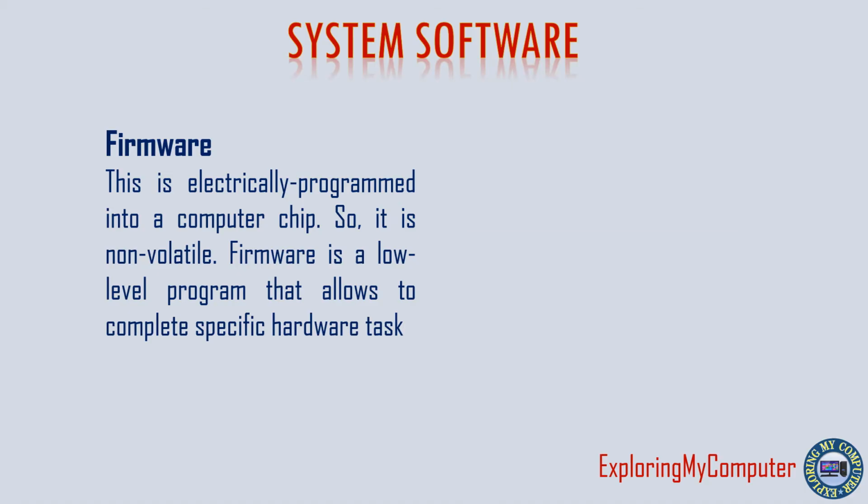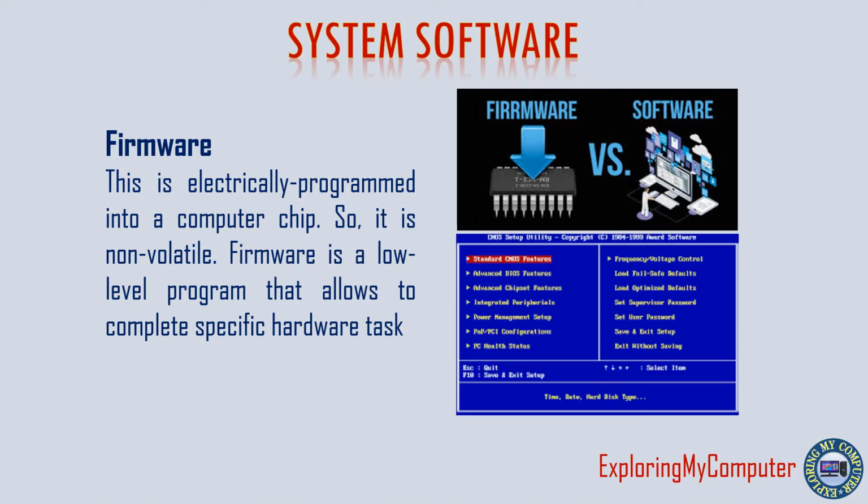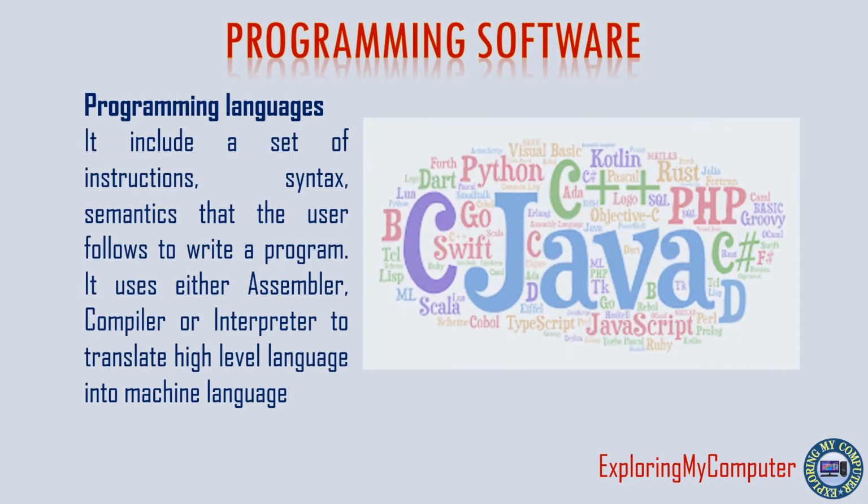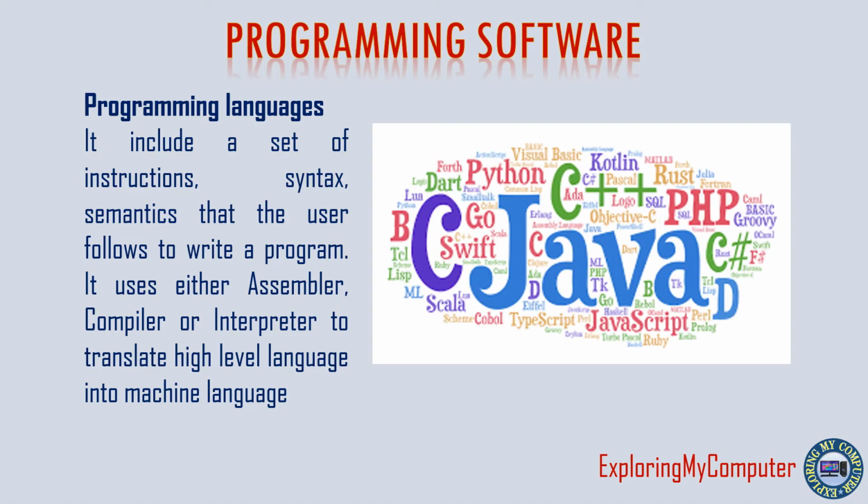Firmware. This is electrically programmed into a computer chip. So, it is non-volatile. Firmware is a low-level program that allows to complete specific hardware tasks. Programming languages. It includes a set of instructions, syntax, semantics that the user follows to write a program. It uses either assembler, compiler or interpreter to translate high-level language into machine language.